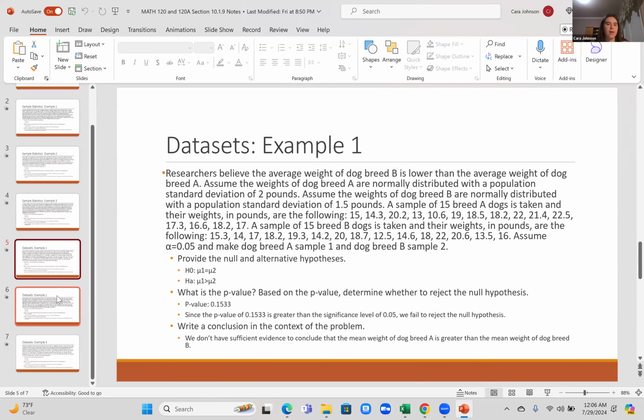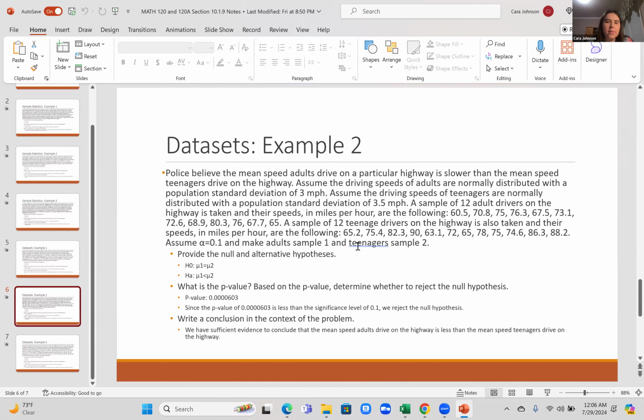All right, let's do another example here. Police believe the mean speed adults drive on a particular highway is slower than teens. And then we have the population standard deviations and the samples. Our significance level is 0.1. Adults is sample 1, teenagers is sample 2.